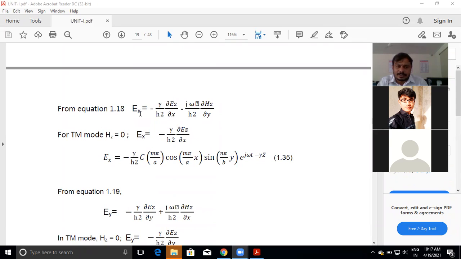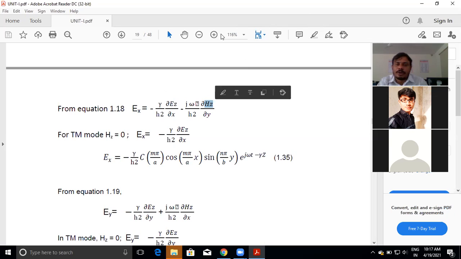Now this is our Ex. What is our Ex? Minus gamma by h square, this is h square, not h2, h square dou Ez by dou x, minus j omega mu by h square dou Hz by dou y. Okay, so because of TM mode, this is 0. Hz is 0, so that's why.